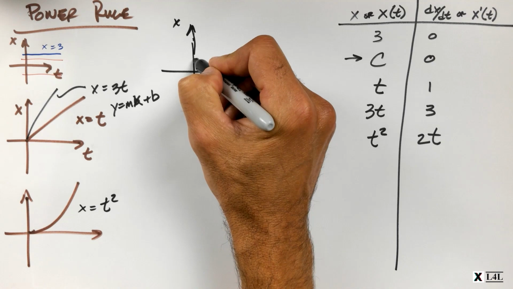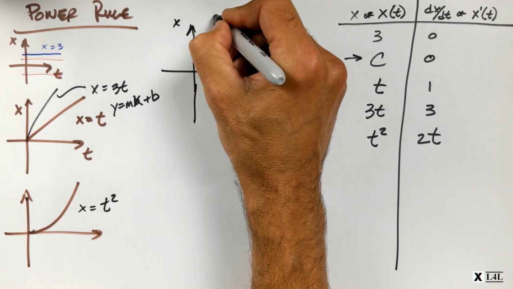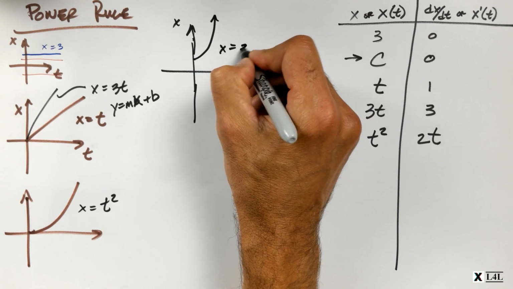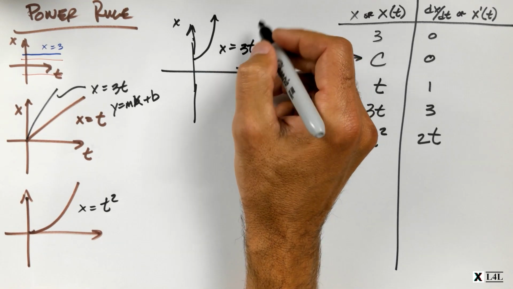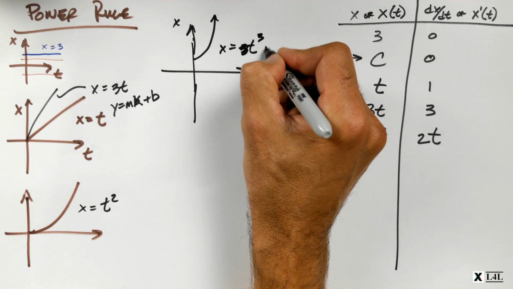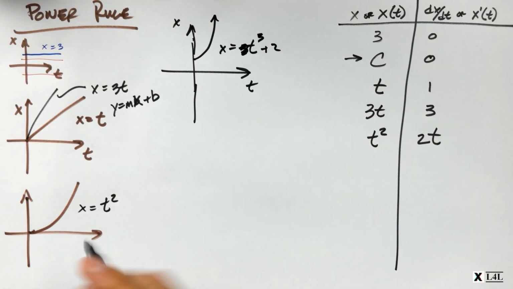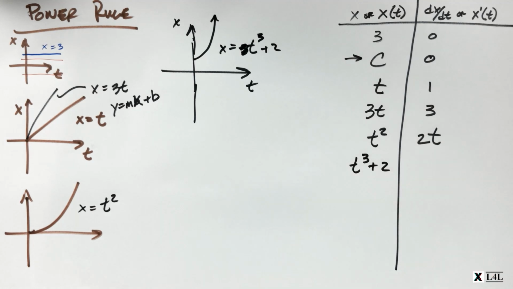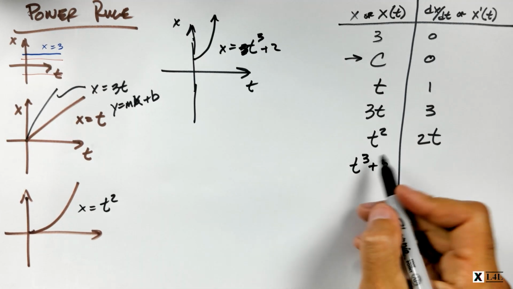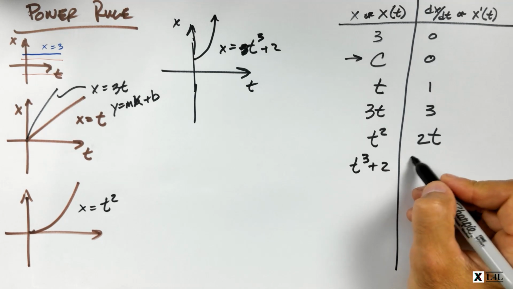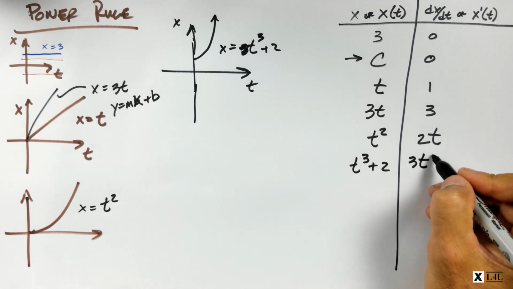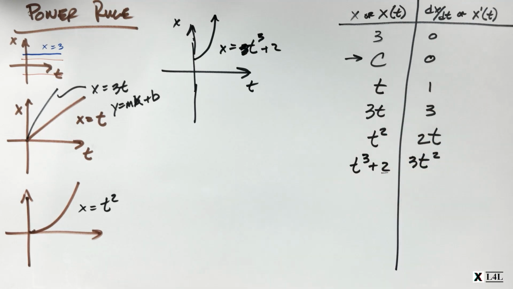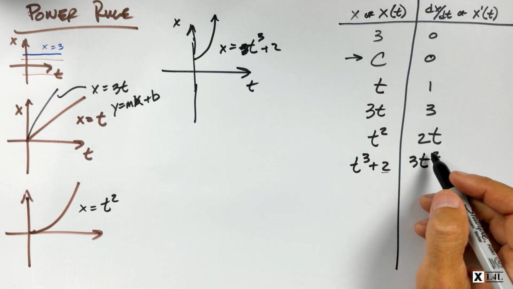And let's say we are, and this function here, x is, let's say, t cubed plus 2. Well, it turns out that this 3 is going to come down here, so we have 3t squared, and then this 2 is a constant, it goes to 0, so we're just left with 3t squared.